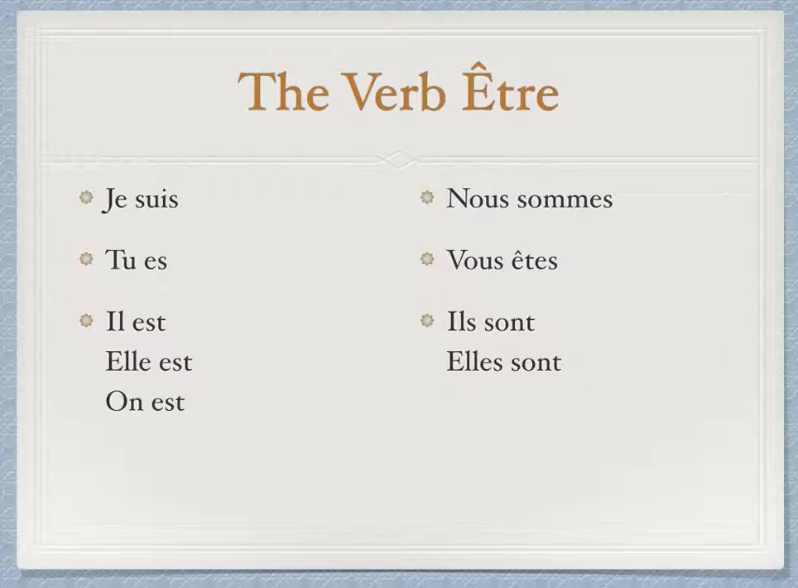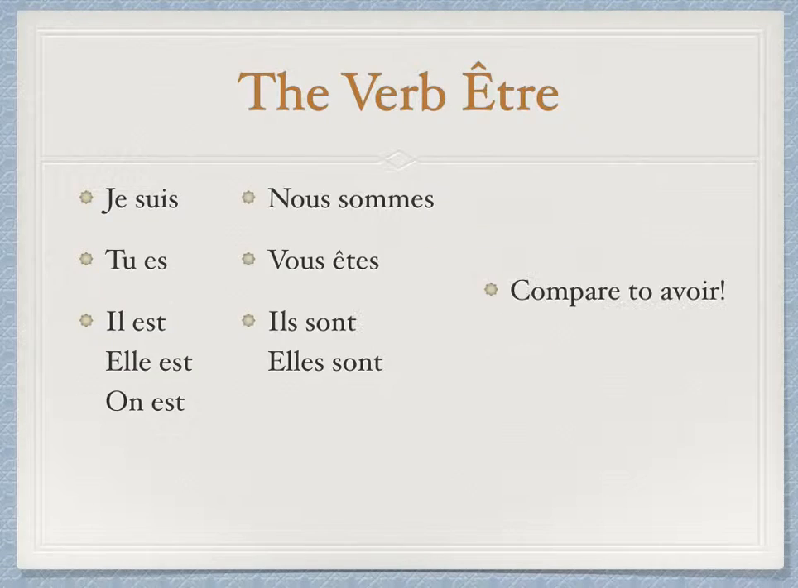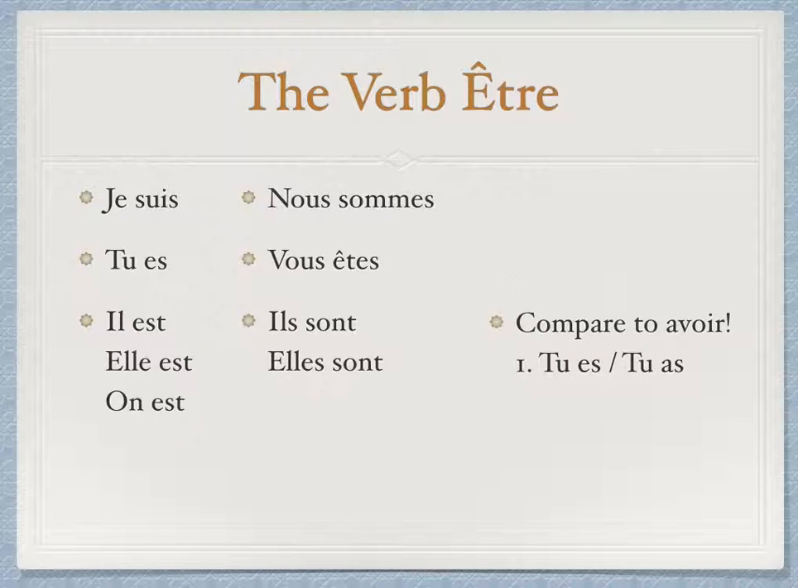Before we move on to practice sentences, though, we're going to compare être to avoir, because there are 3 of these that are very, very easy to mix up between the 2 verbs. Our first one that we're going to look at is tu. Tu es versus tu as. Tu es, you are. Tu as, you have. Very easy to mix these up. It's only 1 letter difference.